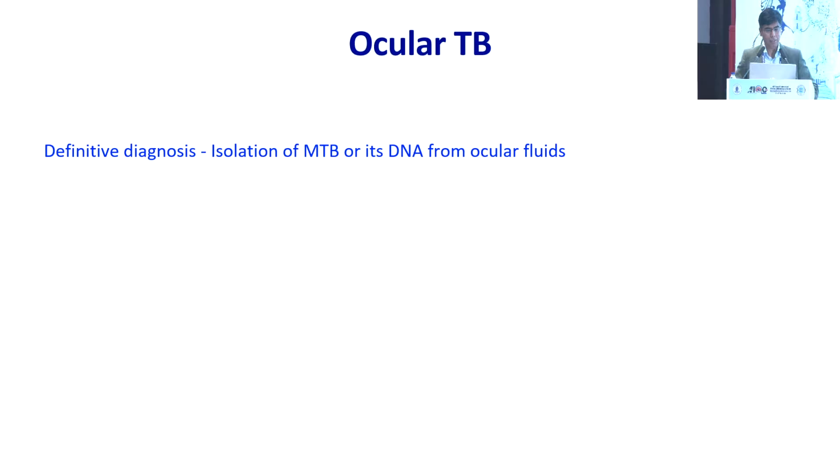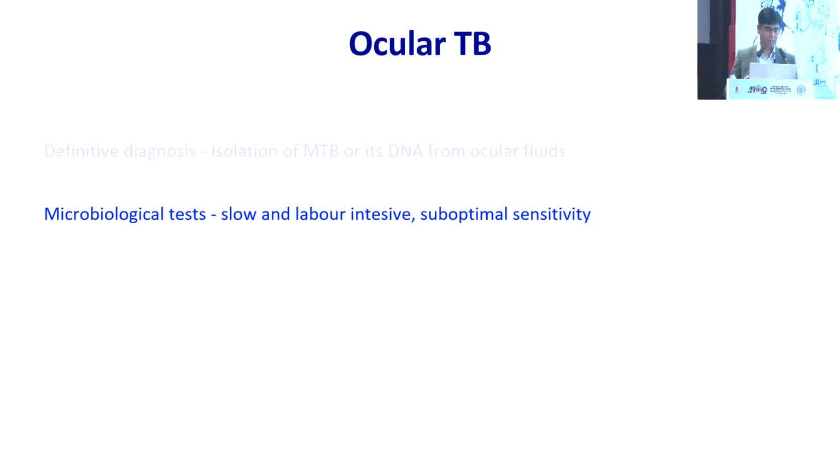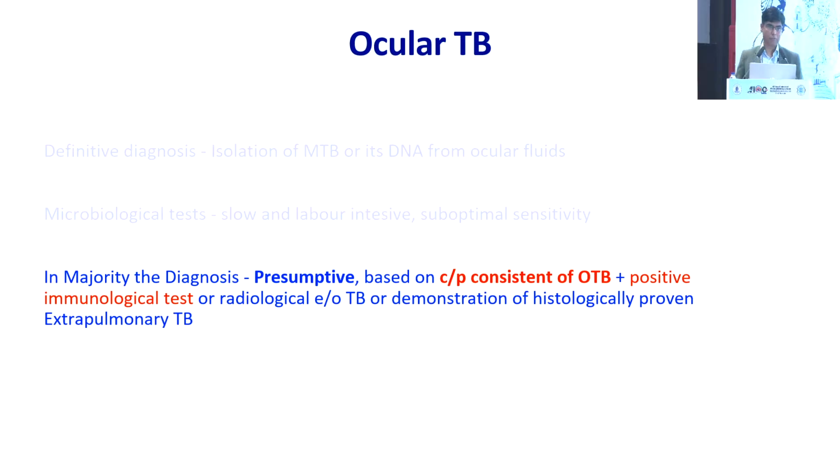With this background, ocular TB has always been a challenge for diagnosis. The definitive diagnosis is based on isolation of the bug or its DNA from the ocular fluids. However, these microbiological tests are very difficult and lack sensitivity because of the possible paucibacillary nature of the disease as well as the difficulty in sampling ocular tissues. So the majority of us make a presumptive diagnosis of TB based on the consistent features of ocular TB, which is very important, and on a positive immunological or radiological test.